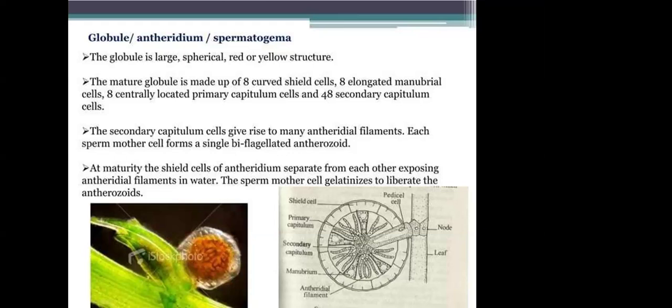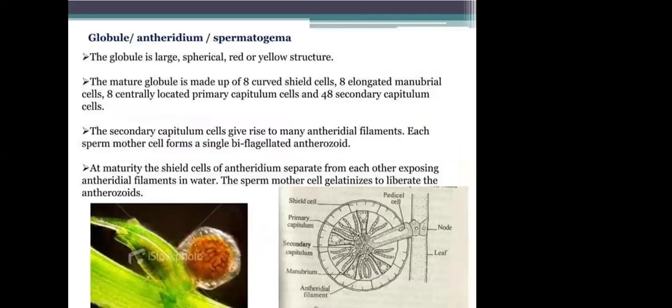What is the antheridium? What is this one? Globule. In the globule structure, how many parts are there? First part is the pedicel. Second is the shield cell. Third is the manubrium. Fourth is the primary capitulum. Fifth is the secondary capitulum. Sixth is the antheridial filament. Seventh is the anthrozoid. After development of the anthrozoid, the liberation of antheridia takes place in the morning, and they may swim until the evening. This is the total globule structure.